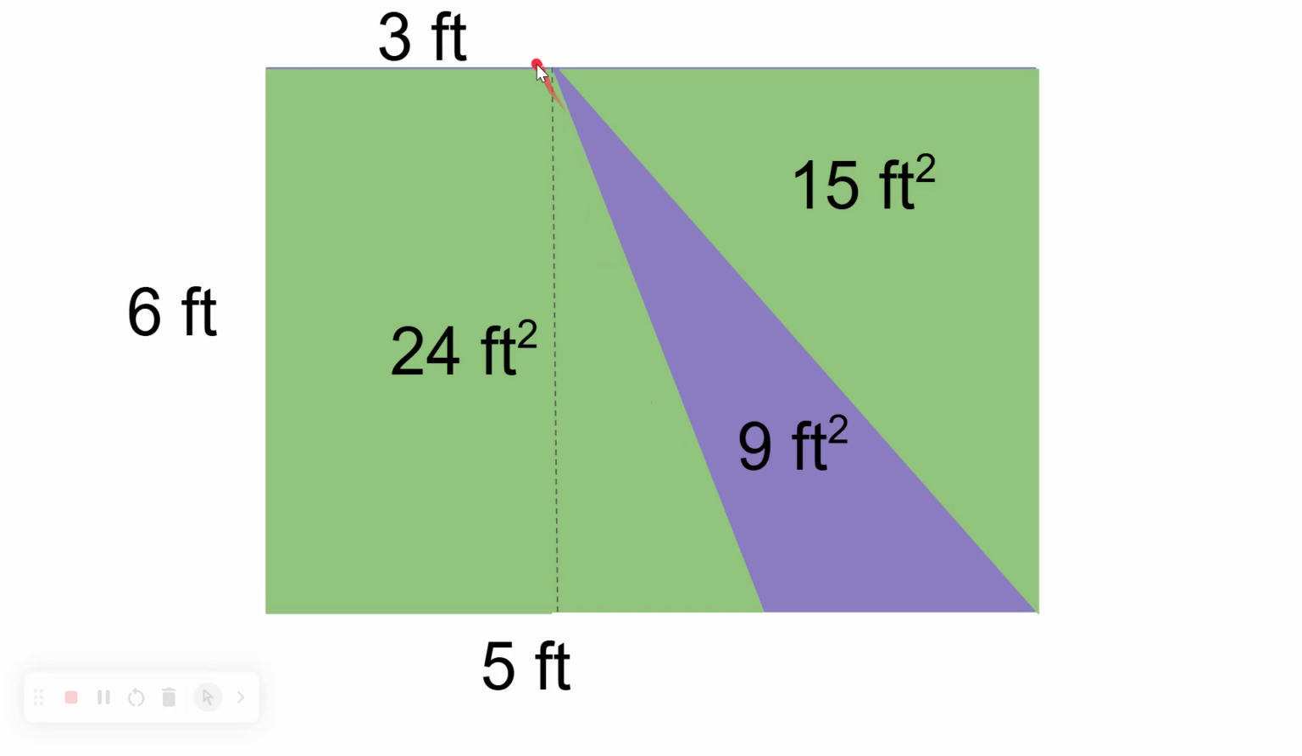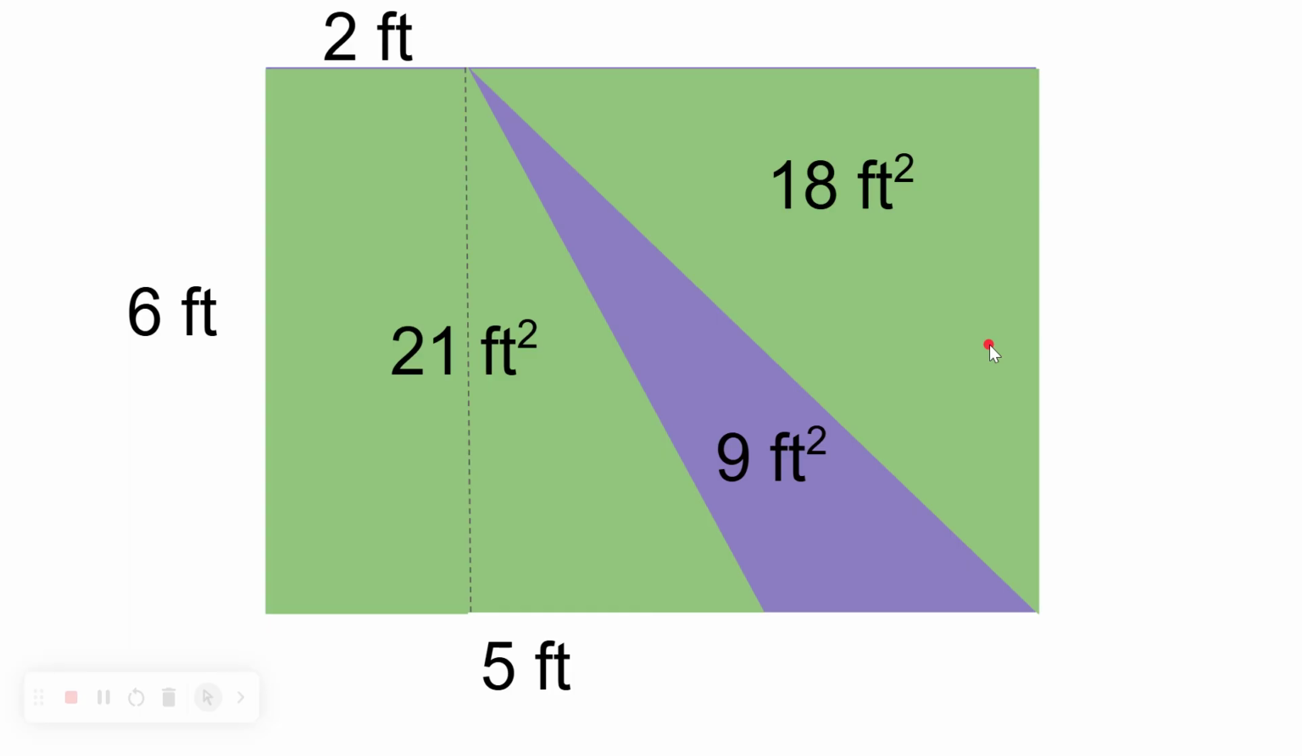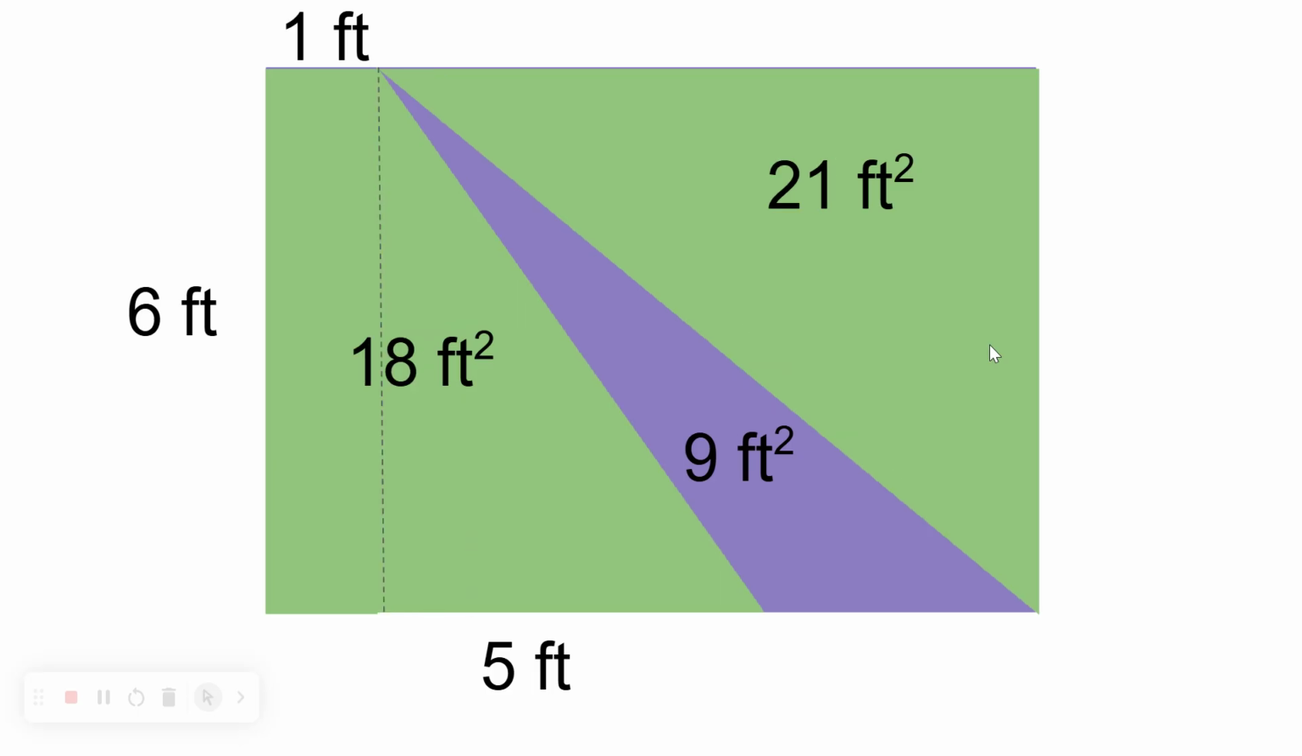This triangle here has a base of 2, right? Because if this is 3 and this whole thing is 5, this part must be 2. 2 times 6 is 12, half that is 6, totaling this whole section up to 24 square feet. So we have 15 square feet here, 24 square feet here, 9 square feet here. Move it again, you get the same idea. You can pause it if you need to work out any of the numbers, but it's pretty intuitive.